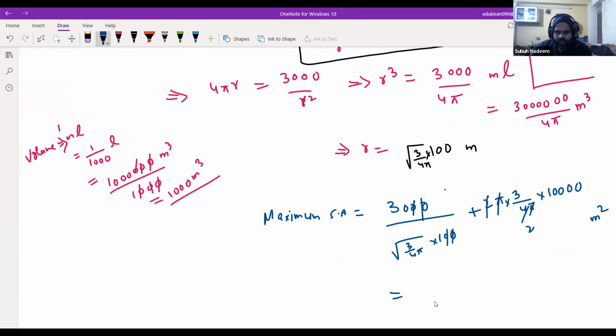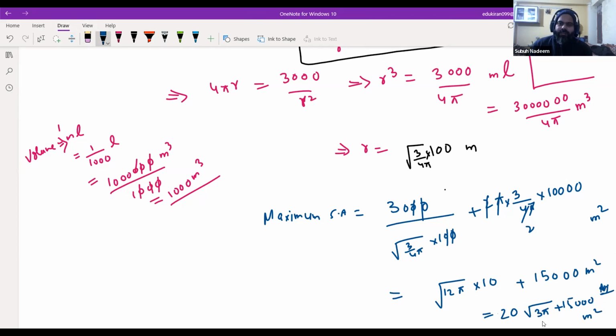We can write it as root over 4 pi by 3. The 3 will be in the numerator now, because 3 and root 3 will cancel. So this will be 12 pi into 10 plus 3 by 2, that is 1.55000 meter square. 2 can come outside. So 20 root over 3 pi plus 15,000 meter square. So this will be the maximum surface area, which is the answer for part 1.